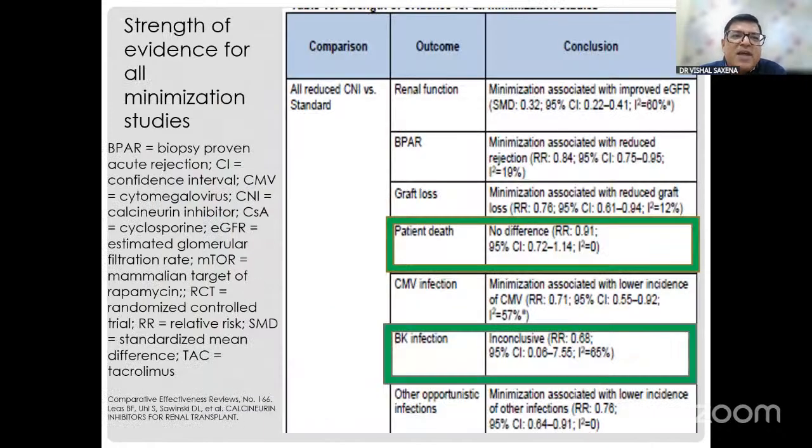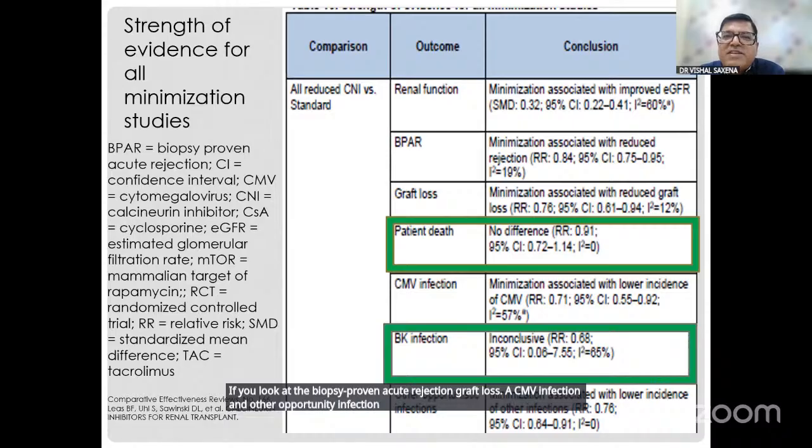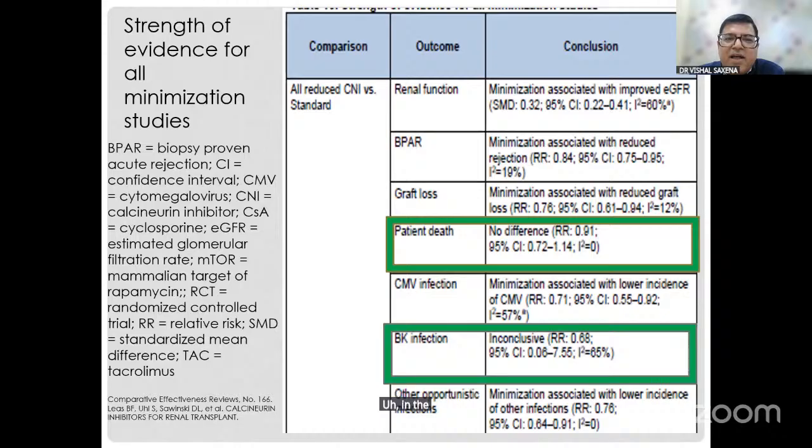Then strengths of evidence for all minimization. If you look at biopsy-proven acute rejection, graft loss, CMV infection, and other opportunistic infection, they were all significantly lower in the minimization trials. Patient death had no difference, and BK virus outcome was inconclusive in these trials.